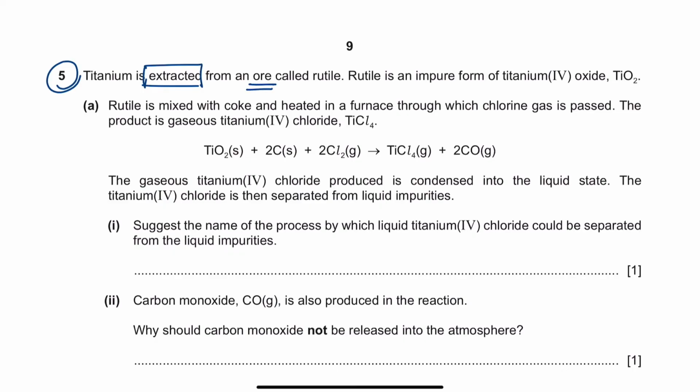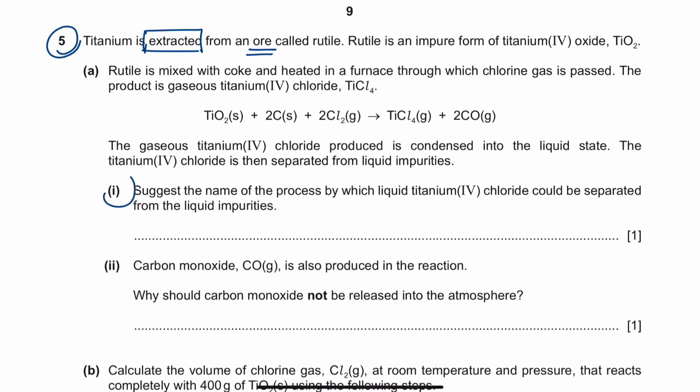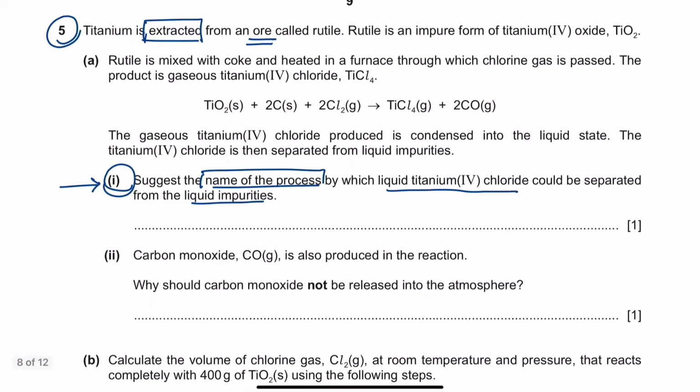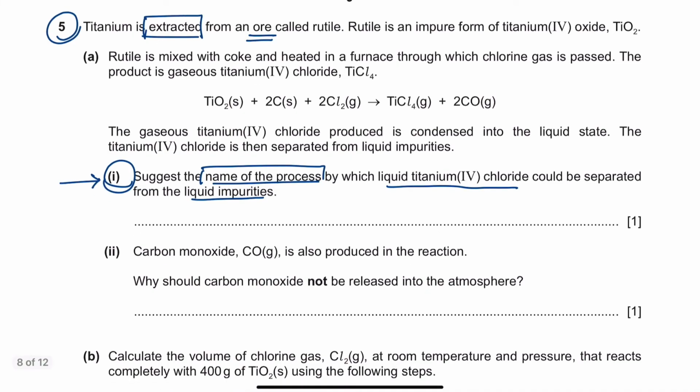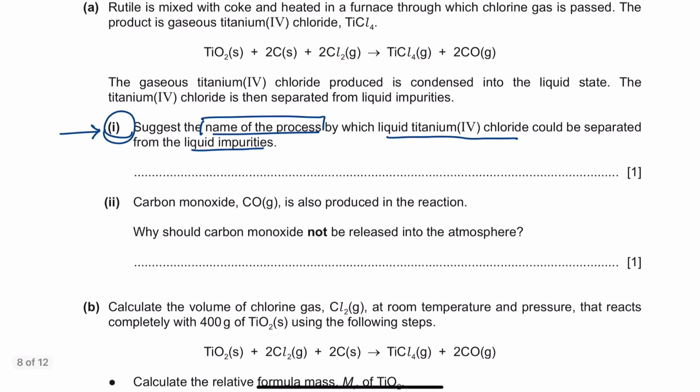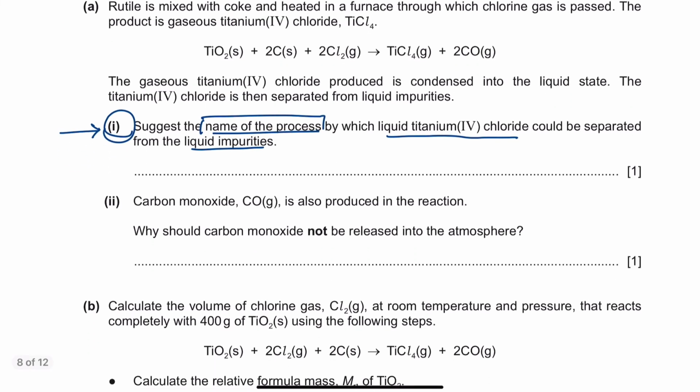This is a question from February-March 2019, and this question is about extraction from an ore. This is technically chapter 10. However, I would just like to discuss the first part of this question, as they're asking you to name the process in which liquid titanium chloride could be separated from the liquid impurities. Again, when there are a few different liquid components mixed together and you're trying to extract one, we would use something more complex called fractional distillation. Fractional distillation is when you use different boiling points to separate the components in a liquid.